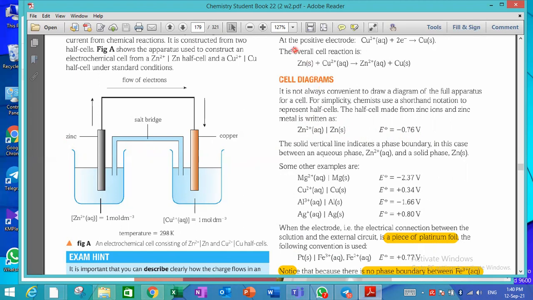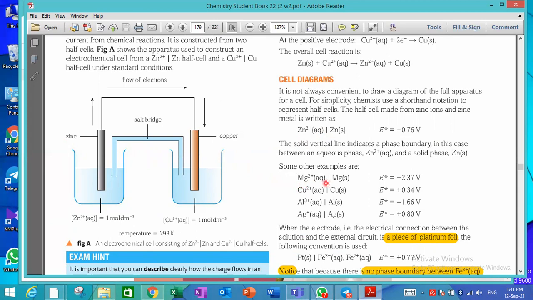Okay, to represent this half cell. Now, of course, this solid line represents the interface boundary between the metal and the solution. This solid vertical line represents that there is a phase boundary between a metal and its solution. Okay, here are other examples.